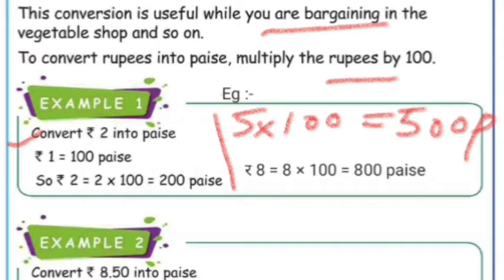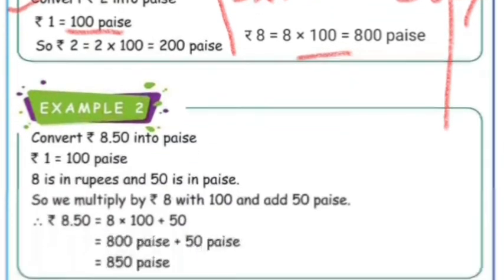Convert rupees 2 into paise. We know the formula: 1 rupee is equal to 100 paise. Now here is 2 rupees, so we have to multiply 2 by 100. So we will get 200 paise. For example, I have written here rupees 5 multiplied by 100, so we will get 500 paise. Rupees 8 multiplied by 100, we will get 800 paise. And so on.